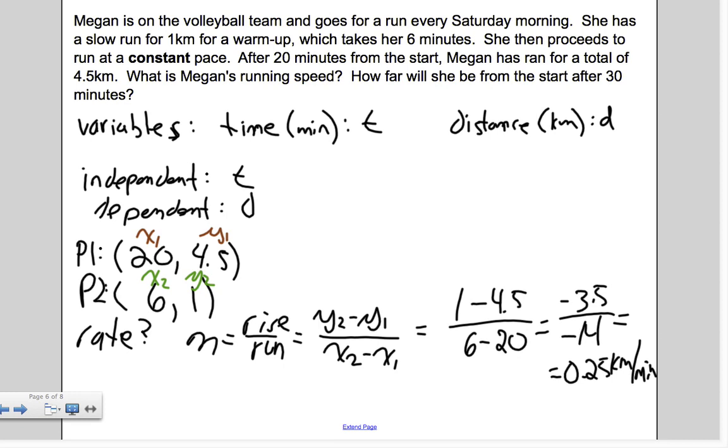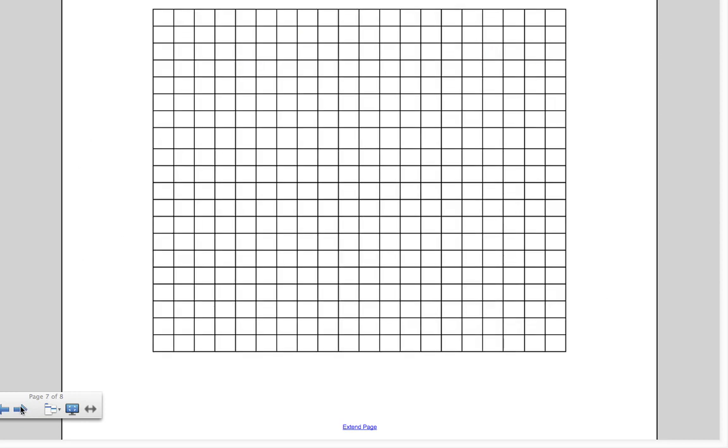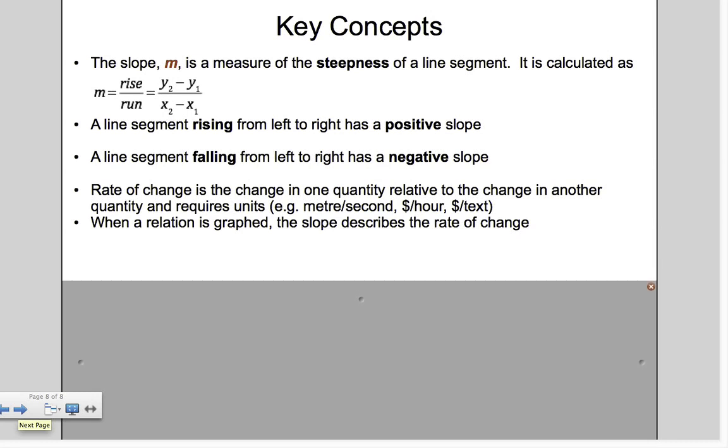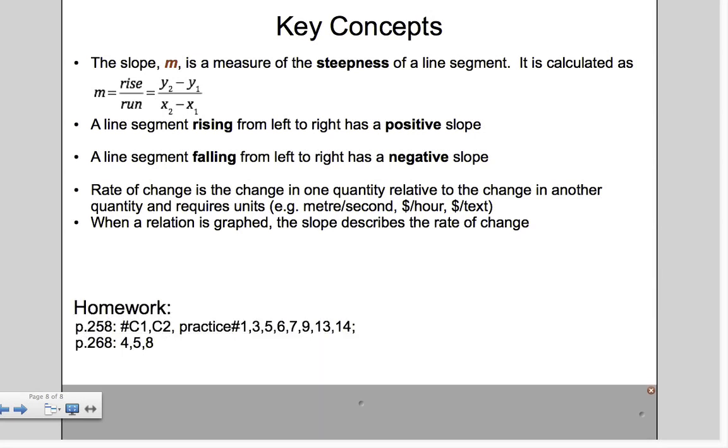How many kilometers is a mile? 1.6. Okay, I will take up the second question. Key concepts, you guys have got most of these already. Do we need to slow down? No, we're ready. You know what I'm gonna do? I'm gonna send you the PDF for this, on condition that you actually read it and do your homework.